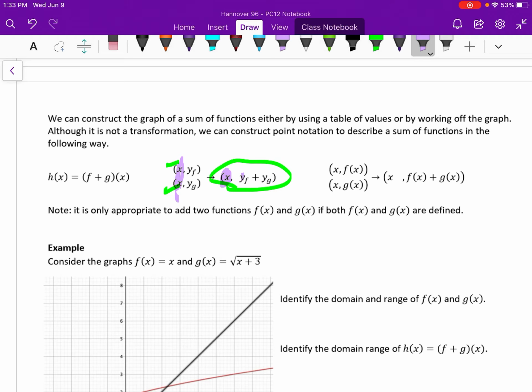Or in more functional notation, instead of y subscript f, I could use f of x. And instead of y subscript g, I can use g of x to create my functional notation there. Note, it is only appropriate to add two functions f of x and g of x if f of x and g of x are defined.